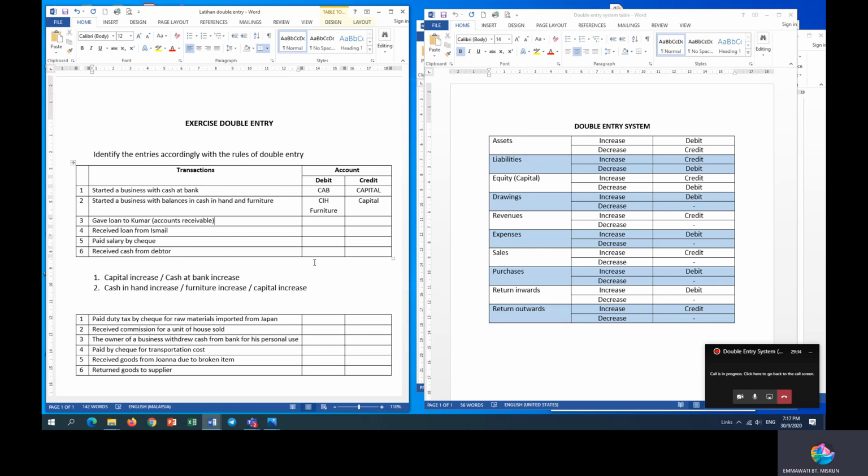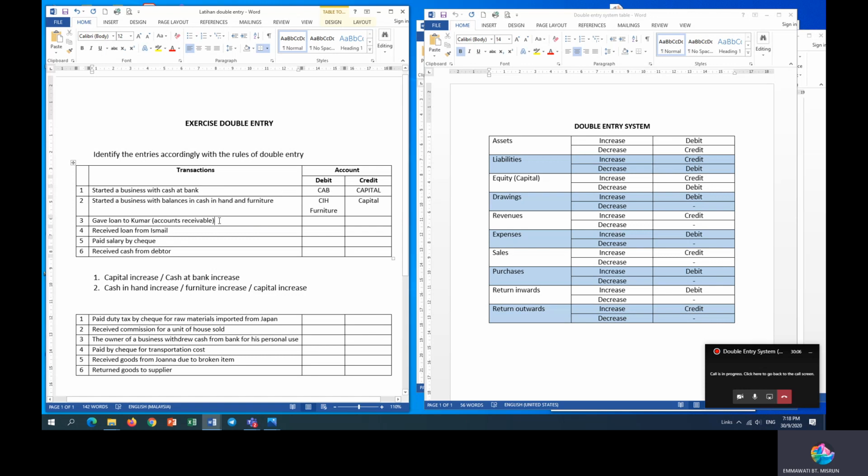Receivable adalah istilah perakaunan yang terkini bagi memberikan maksud penghutang, orang yang berhutang dengan kita. Istilah yang lama adalah debtors. Istilah baru adalah account receivable. So apa yang berlaku adalah awak telah memberikan pinjaman kepada Kumar, okay, bagi jumlah sekian. Okay. Jadi apa yang berlaku adalah memberikan pinjaman kepada Kumar.